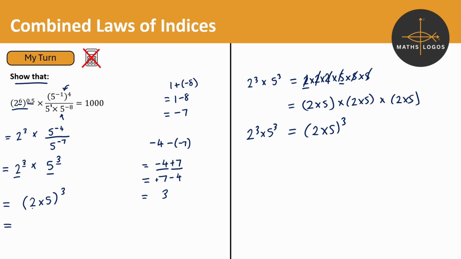Of course, I can then go and do the bracket. 2 multiplied by 5 is 10. So I've got 10 to the power of 3. And 10 to the power of 3 is 10 multiplied by 10 multiplied by 10, or 1,000. And the index tells me how many zeros there are. So I have shown that the left-hand side is equal to the right-hand side, so I've done my answer clearly there.